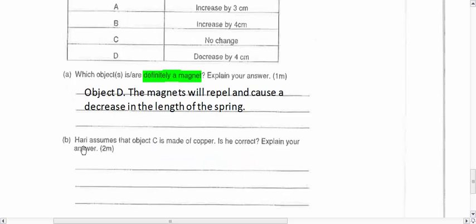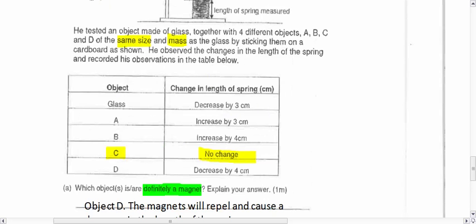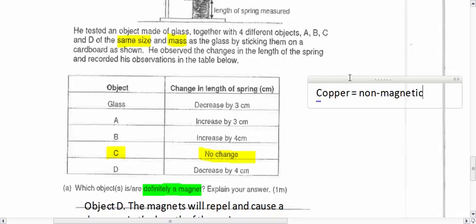Now after that, Hari assumes that object C is made of copper. Is he correct? Explain your answer. Now let's look at C. C has no change. Let's recall copper. Is copper magnetic or non-magnetic? Yes, copper is non-magnetic. Please take note of that.